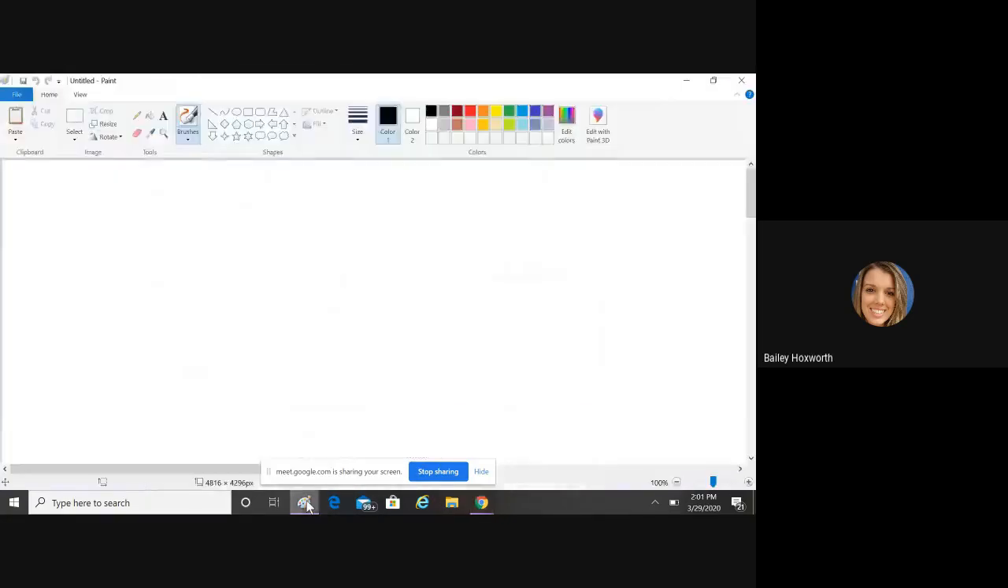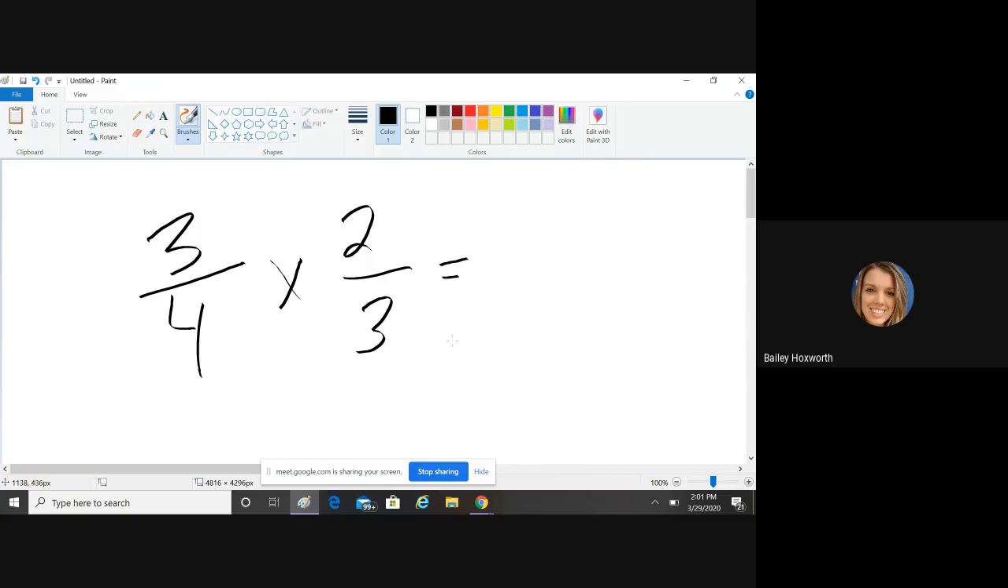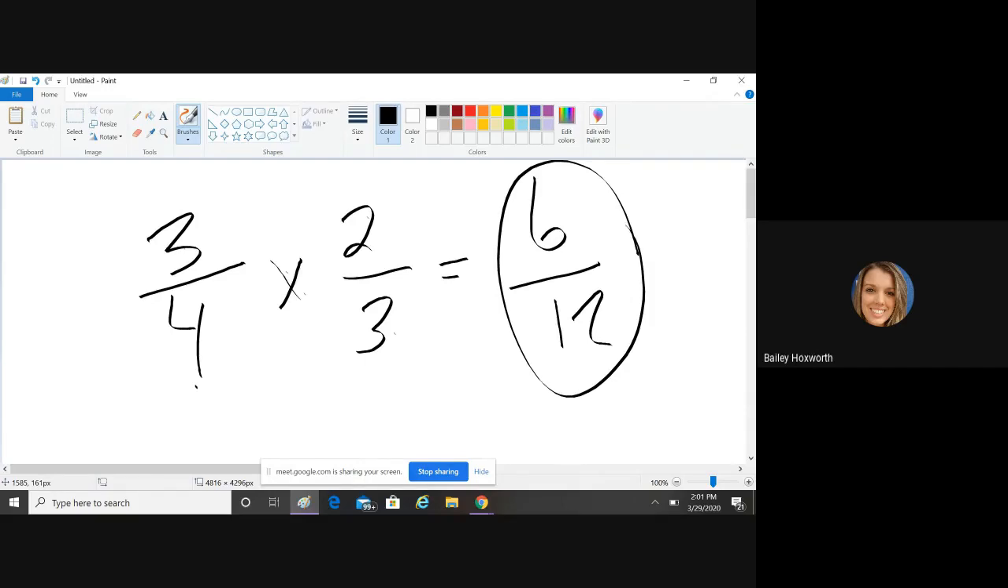When I multiply fractions, do I have to find common denominators? No. What do I need to do? Multiply the top, then multiply the bottom. So 3 times 2 is 6. 4 times 3 is 12. So there's your answer. I gave you a freebie.